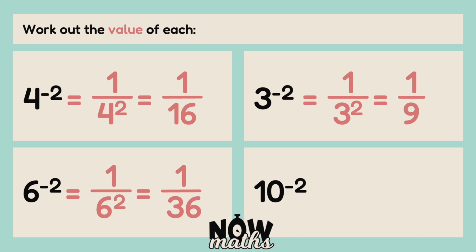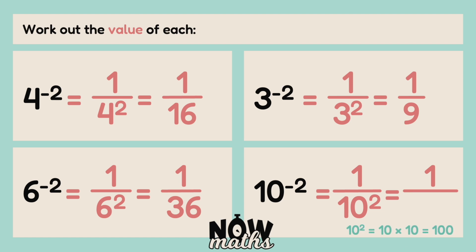And finally, for 10 to the power of -2, we take the reciprocal first, which will be 1 over 10. Since it's a power of -2, we need to square the 10, and if we square the 10, 10 multiplied by 10 is 100, so we end up with an answer of 1 over 100.